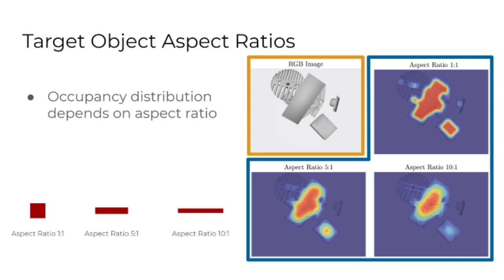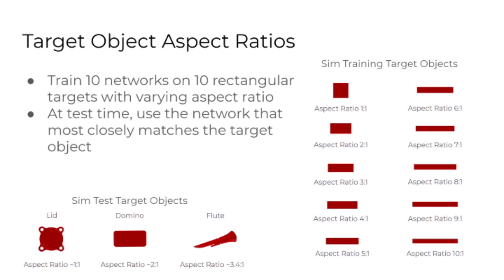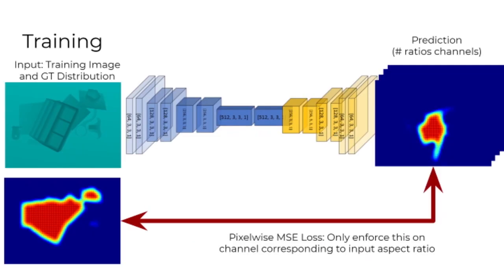However, the previous method only considers a single target object. The occupancy distribution for a different target object hidden in the same heap can dramatically differ, as shown here, for rectangular target objects of various aspect ratios. Additionally, we wish to scale this occupancy distribution prediction to objects that are unseen in training. We find that the geometric property that most influences the occupancy distribution for unseen objects is in fact the aspect ratio. Thus, we train a series of decoders for each aspect ratio, and at test time, we simply choose the aspect ratio that most closely matches that of the target object.